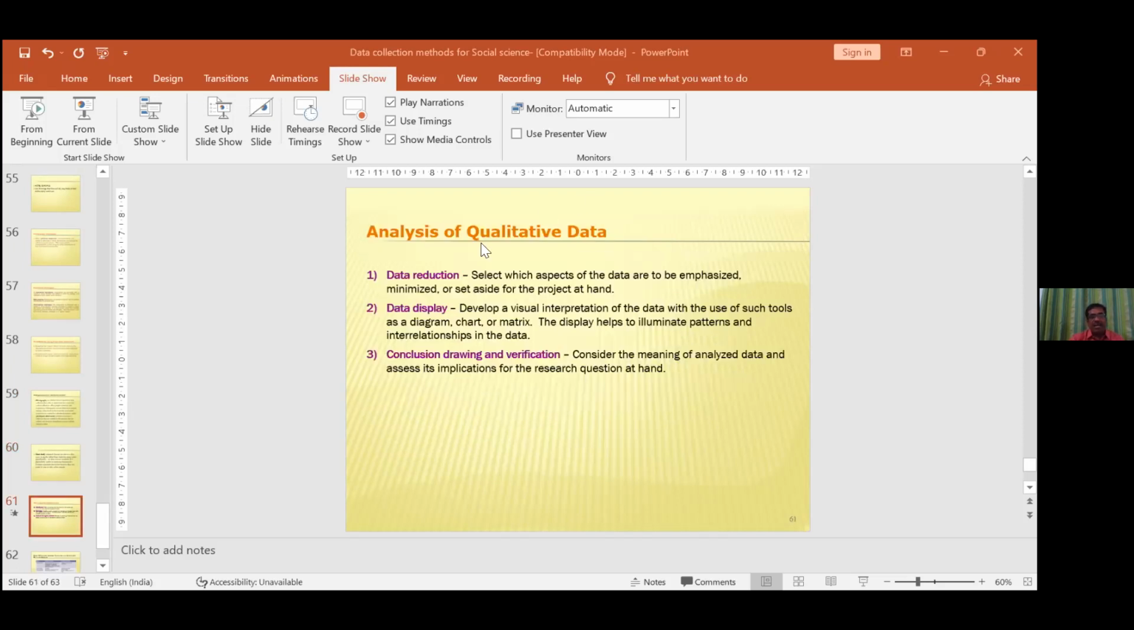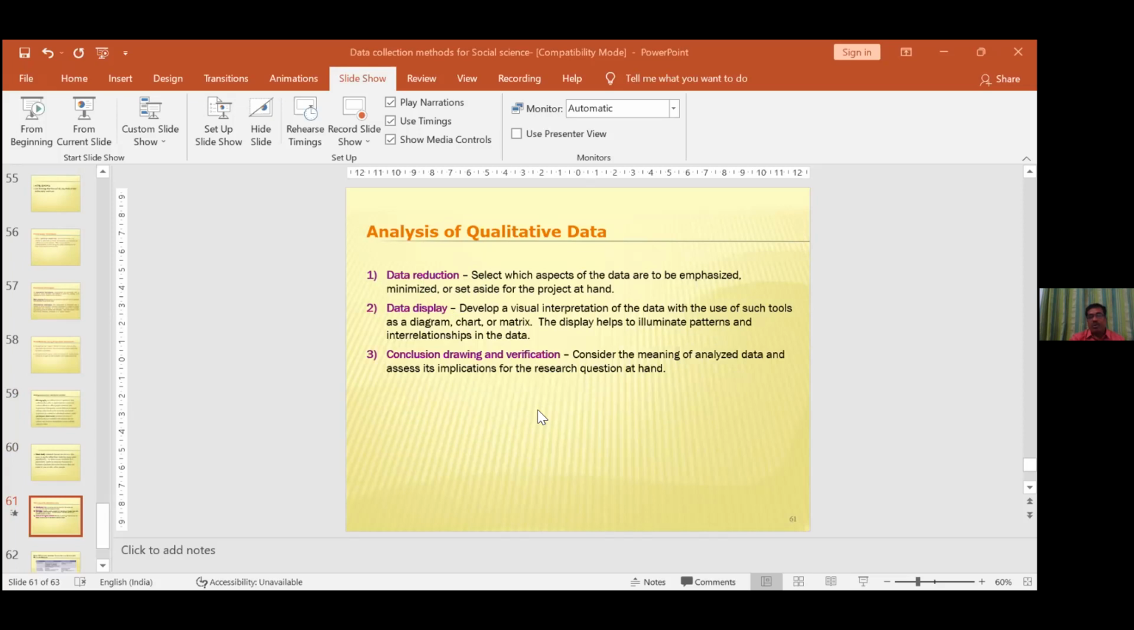Okay. Finally, let's take how qualitative data can be analyzed. Qualitative data can be analyzed by these three methods. This is the outcome of analysis of qualitative data. One is data reduction. Another one is data display, you can display the data. And then conclusion drawing and verification.